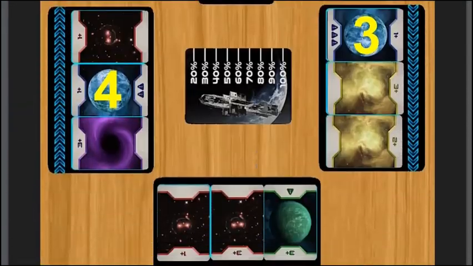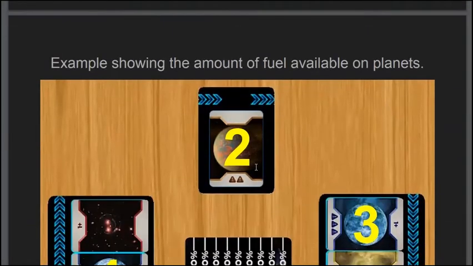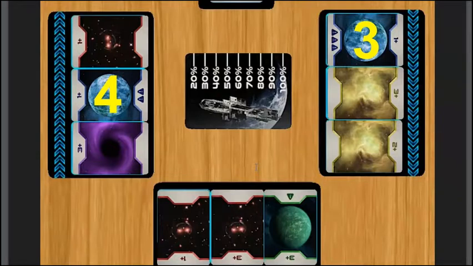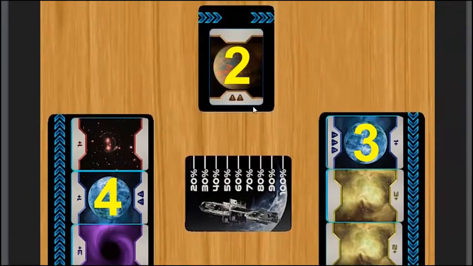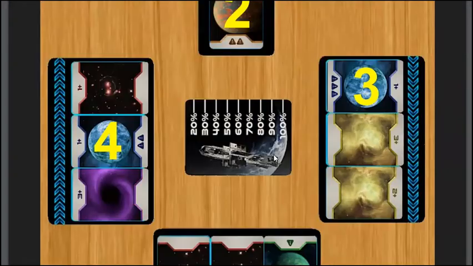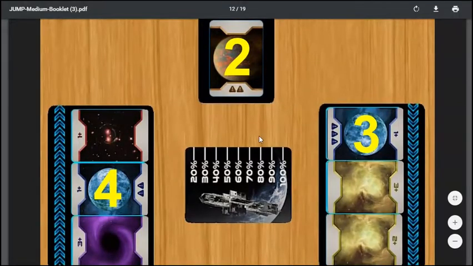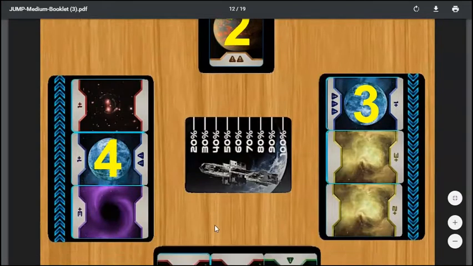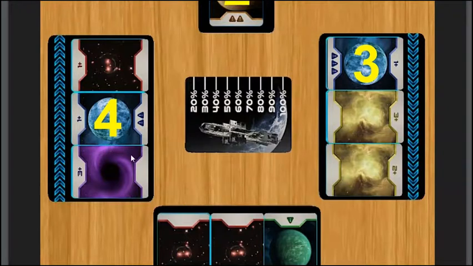And we do have an example showing the amount of fuel available on a planet. Okay, so it's saying there's 2 fuel. As a quick look at this, I think you're saying there's 2 fuel here, 3 here, 4 here. And man, I do not understand at quick glance why there's 4 here.